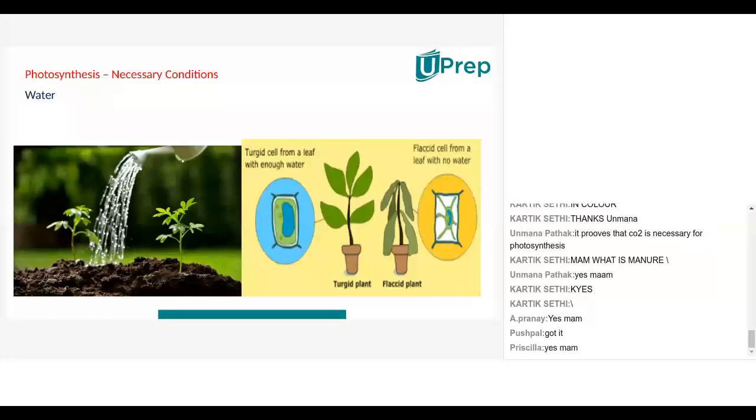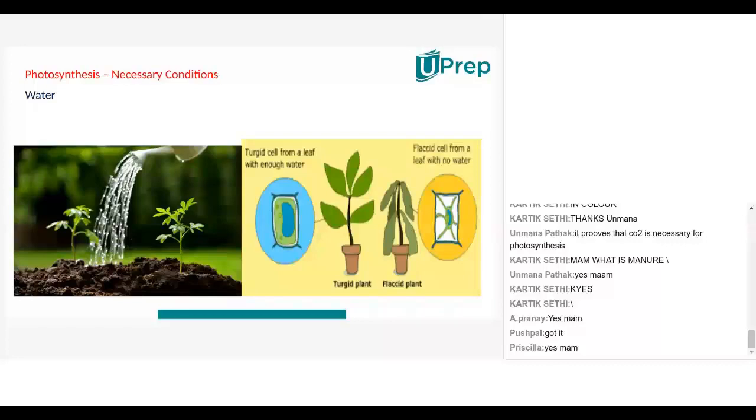Yes, Priscilla, take it up. In this experiment, they're taking two plants where one plant is watered every day and the other is not. Then after a few days, one of the plants is normal in shape, but it is turgid and stiff. But the other plant has withered and is flaccid.